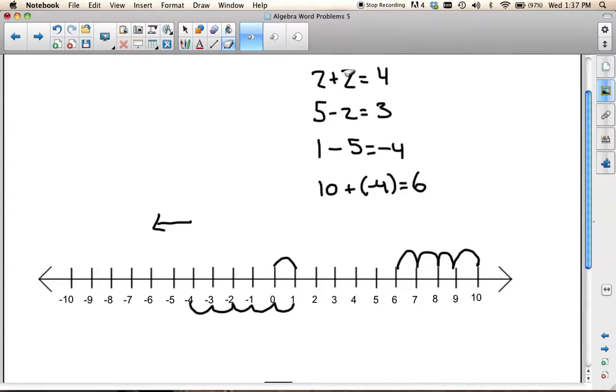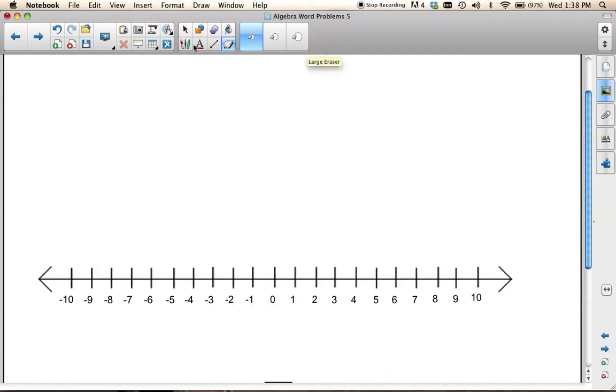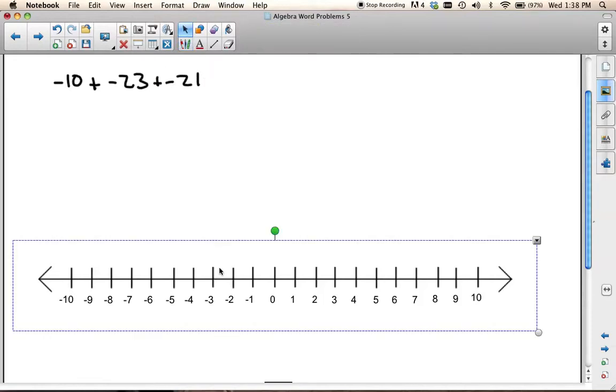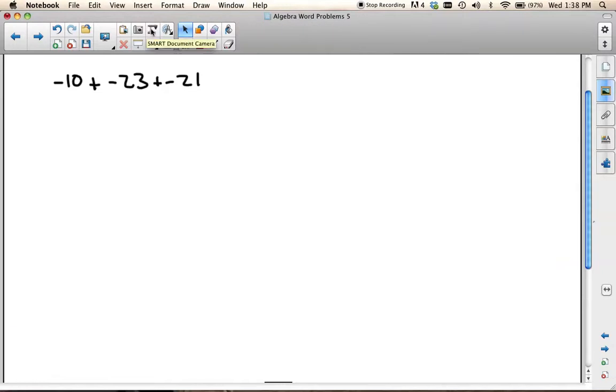The way this works is pretty straightforward. Let's say we're dealing with negative numbers. Let's say we have negative 10 plus negative 23 plus negative 21. Now our number line here isn't big enough to accommodate that, so we're just going to get rid of it. We're going to make our own number line.